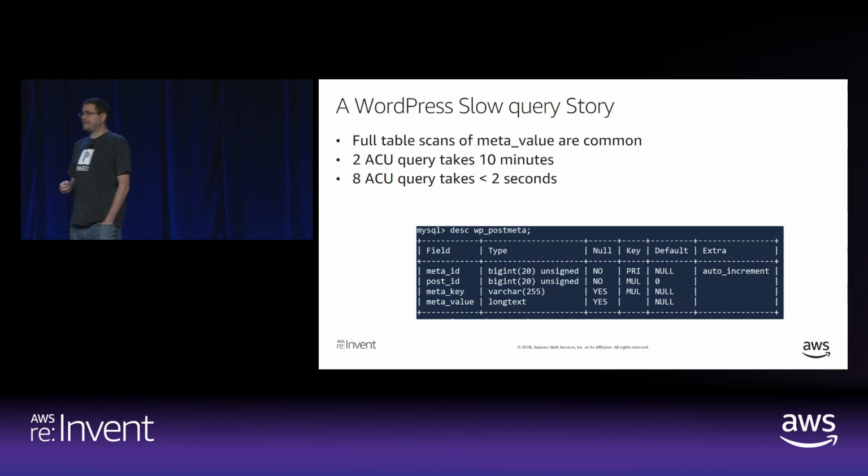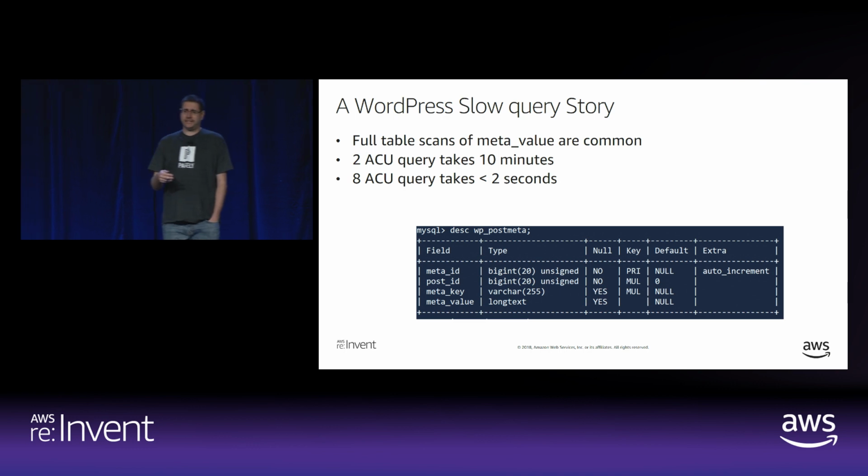So it's really easy to run on a small instance, and everything's fine until you do that one query that scans this table looking for a specific meta value. And then that query might take, if you're on a 2, the smallest Aurora Serverless size, that query might take 10 minutes to complete. And because it's using that temp table, there's no scaling point until it's complete or it's canceled. So for 10 minutes, your database is maxed out, but it can't scale. But if you had been at 8 ACUs during that time, that query would have completed in under 2 seconds.